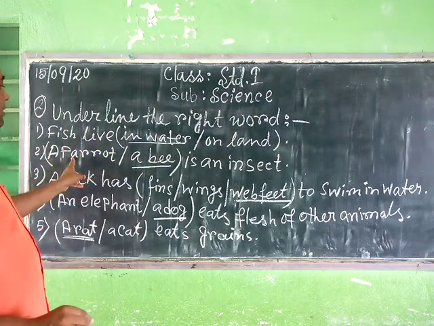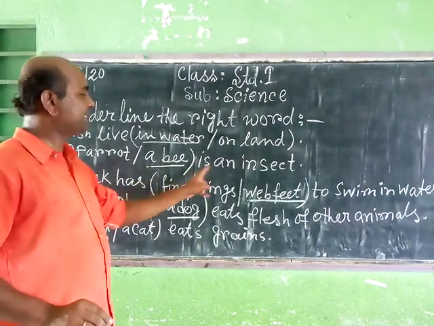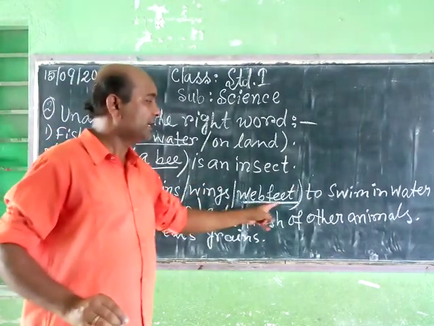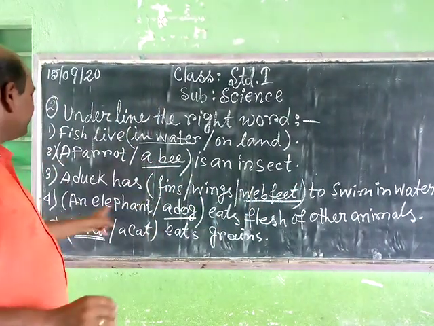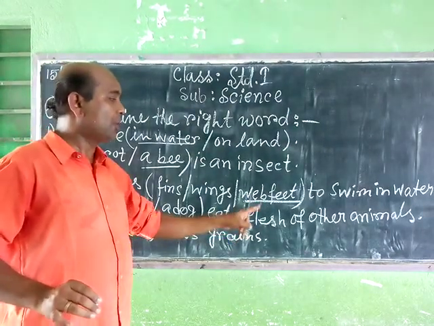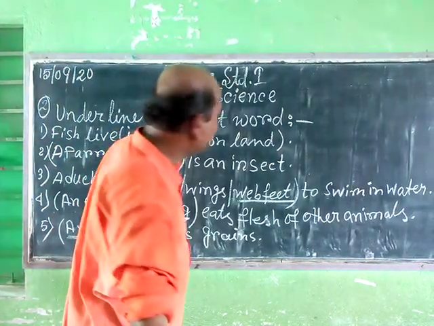Fish live in water. A bee is an insect. A duck has web feet to swim in water. A dog is a pet animal. A rat eats grains. Now, next.